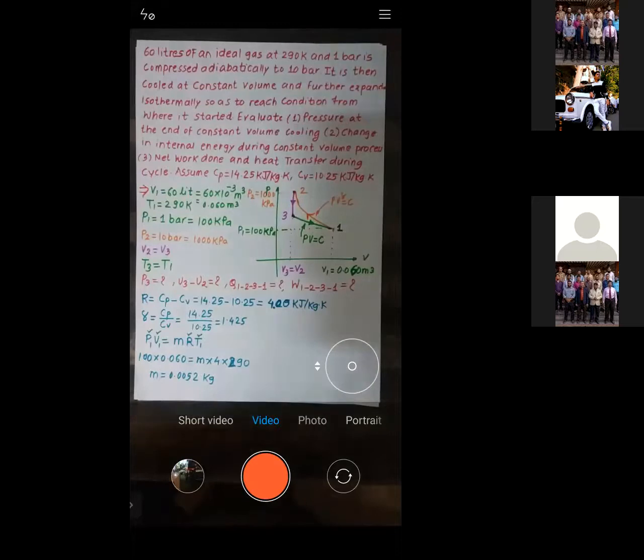Okay, so today we will stop this session. We will conclude this session. And in the next session, we will try to solve one more problem, followed by the first law of thermodynamics for an open system. That is nothing but the steady flow energy equation.